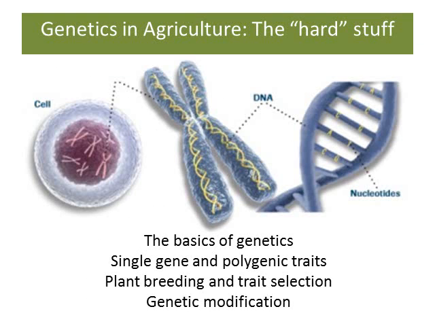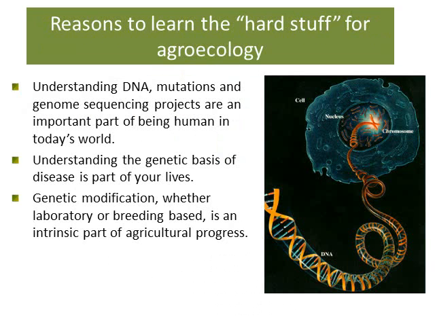So next we're going to talk about genetics. We talked about that a little bit with pollination, and now we're going to go in depth with it. But often genetics is described as the hard stuff in agroecology. And so we're going to be talking about the basics of genetics, single gene and polygene traits, plant breeding, trait selection, and genetic modification in the next few weeks. And I know it's a little scary, and I don't want you guys to be scared away because genetics is hard. There are reasons to learn the hard stuff for agroecology.